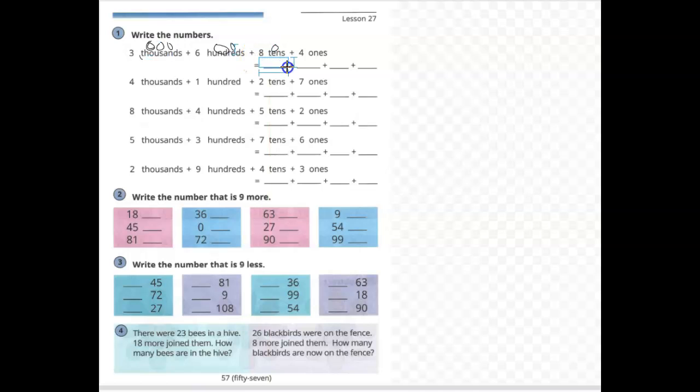So 3,000, right? And then we have 600. So we're going to go to the next space and we're going to write 600. And then we have 8 tens, which is 80. And then how many ones do we have? We have 4. Okay, so that's what that's going to look like.